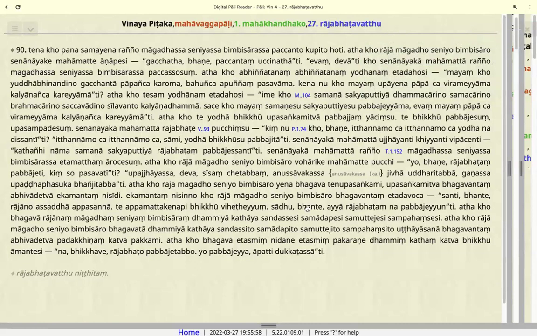Therefore, these Sakyan monks speak of truth, so let us go forth. If we go forth, we also do good deeds and also restrain ourselves from evil deeds. They think about it like this.